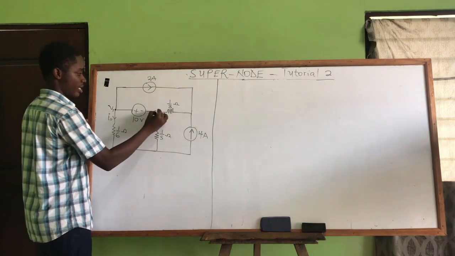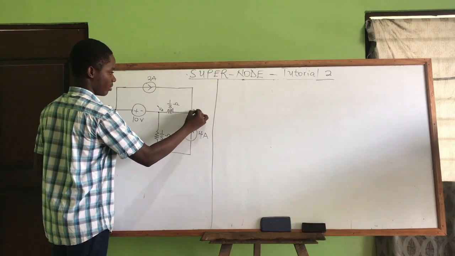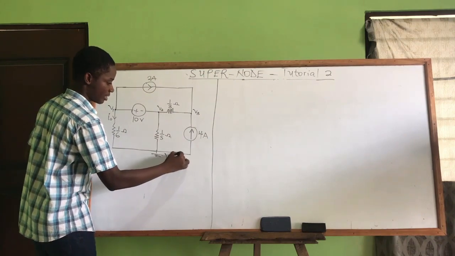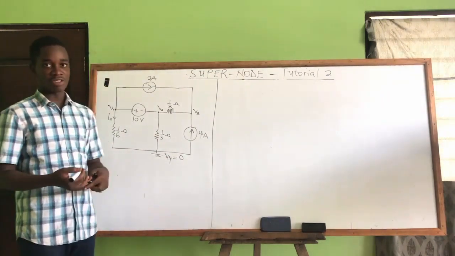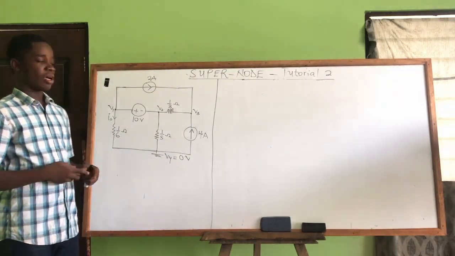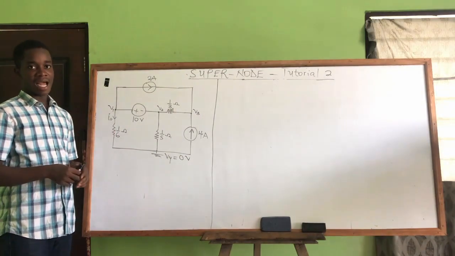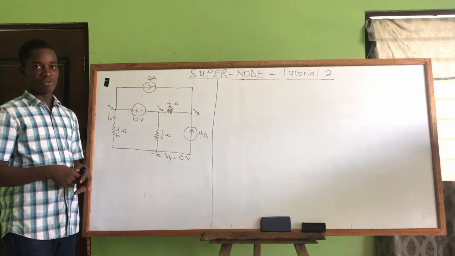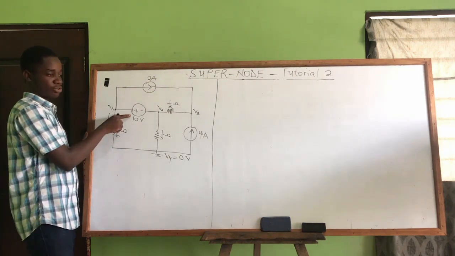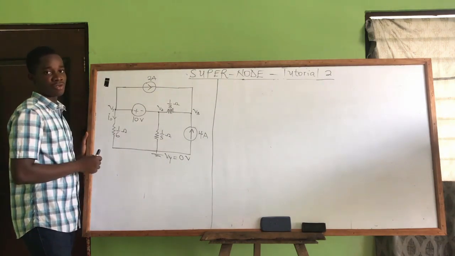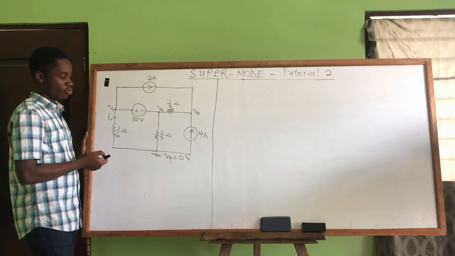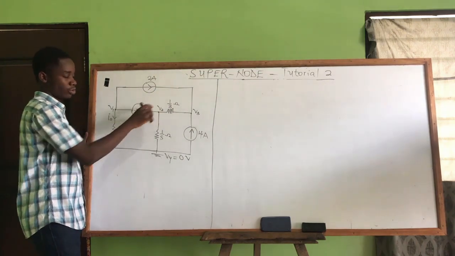So we have V1 here, V2 here, V3, and this is our reference, V4. Our reference node, as usual, is 0 volts. We are now going to write KCL at the non-reference nodes. But we've seen that there is a voltage source connected between V1 and V2. So it means we have to use the supernode approach here, because we have a voltage source between two non-reference nodes.